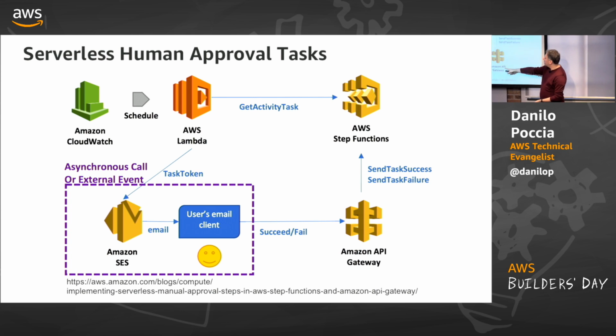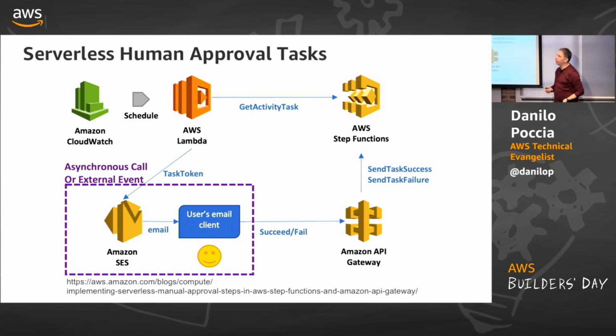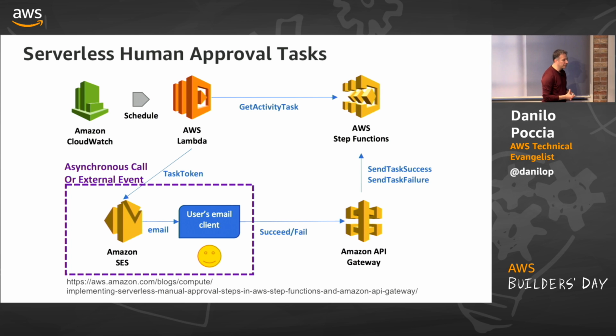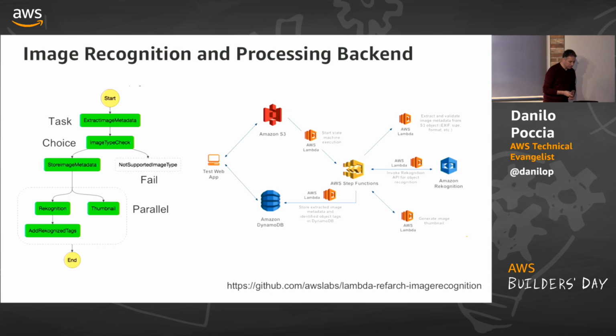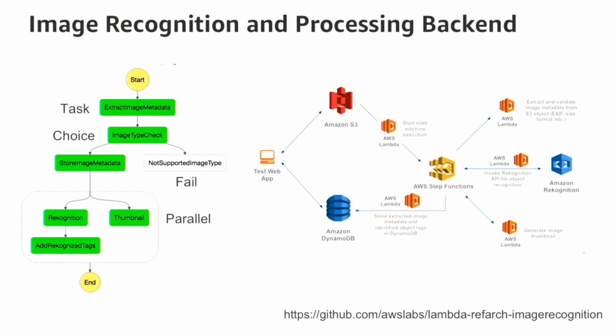And these links both go to the API Gateway, and they are mapped to the send task success or send task failure for the activity. And this goes back to the Step Function. Clicking on the link in the email will go to the API Gateway, and the API Gateway will send the success or the failure. So you have built a human approval task basically without lines of code, if not for sending the email to the user. This is the same example that we already saw in the previous presentation.